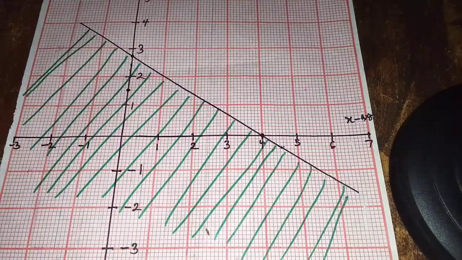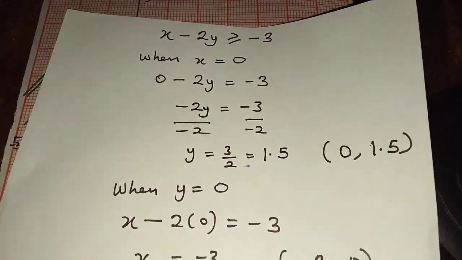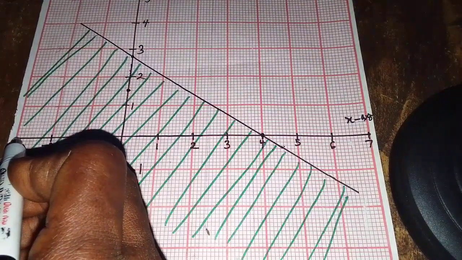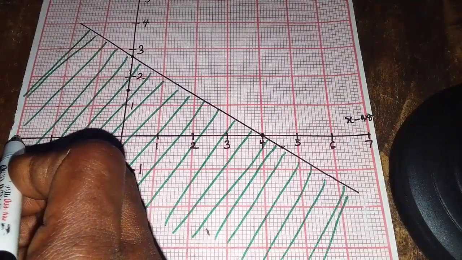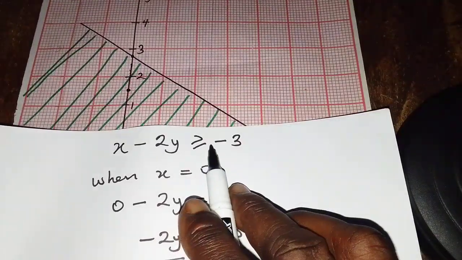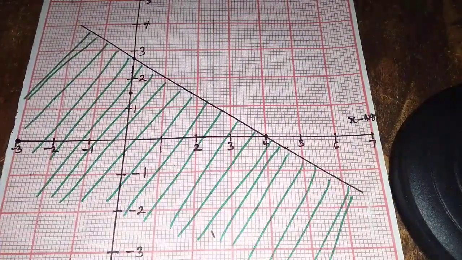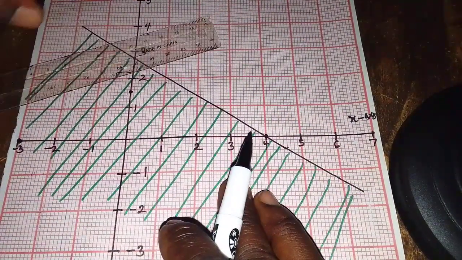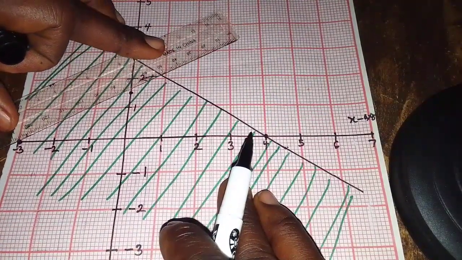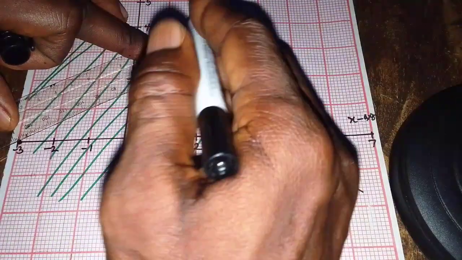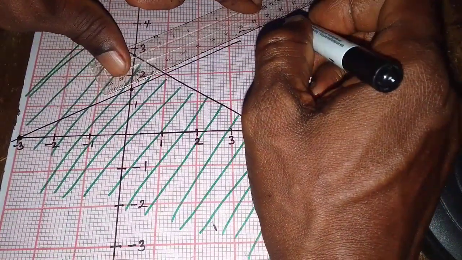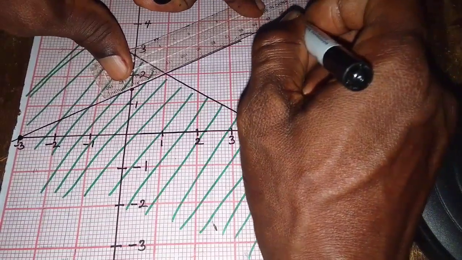Then the other coordinate, when y is 0, x is minus 3. At this point, y is 0 and x is minus 3. I'm going to plot it. So since the equation also involves an equality sign, I will join these two points with a straight line. So I'm having a straight line.